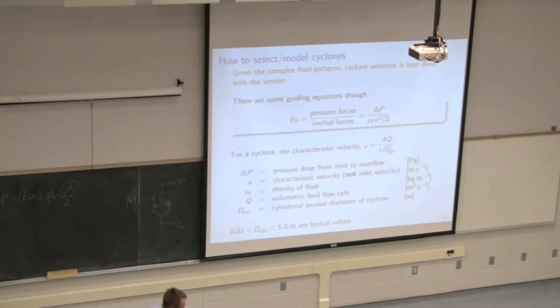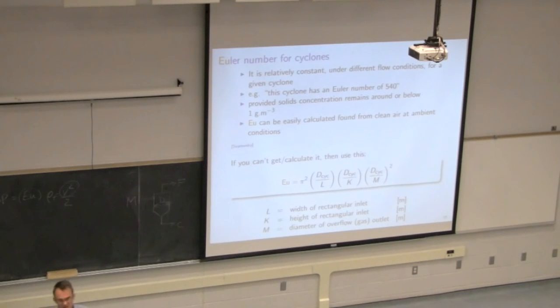Let's talk about that for a second. The Euler number, once we have it for a cyclone, stays that. For a given cyclone, for moderate conditions of feed concentrations, the cyclone's Euler number stays relatively constant. It will change in very high solids loading, but for the situations we're considering here with moderate solids concentration, of around 1 gram per meter cubed, that Euler number will stay. Even if you operate it at higher velocities or lower volumetric flow rates, so high Q, low Q, high delta P, low delta P, high velocity, low velocity, if you alter the cyclone's inlet and outlet conditions, the Euler number still remains fixed. So the Euler number is a good number that's characteristic of the cyclone itself.